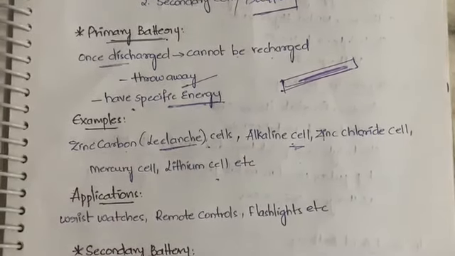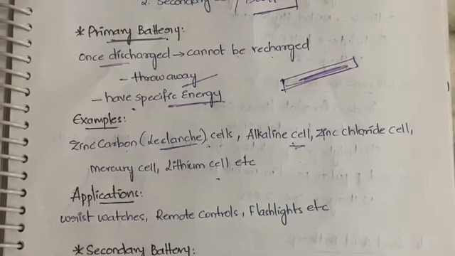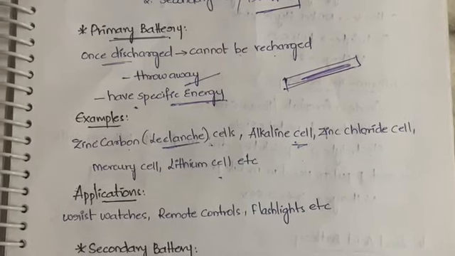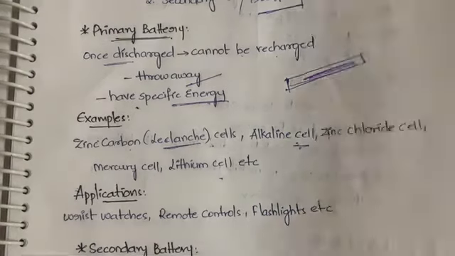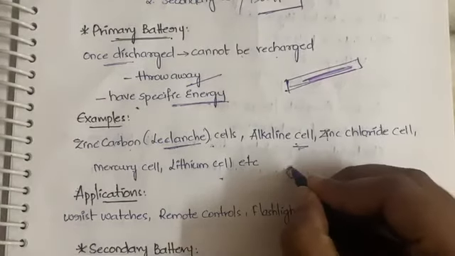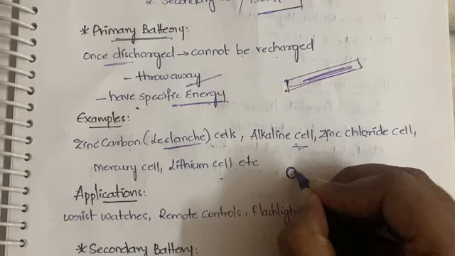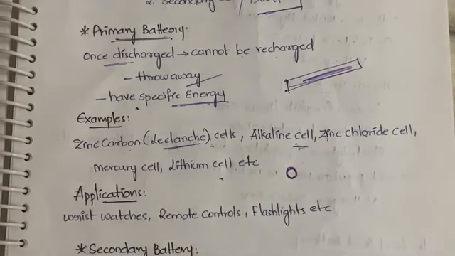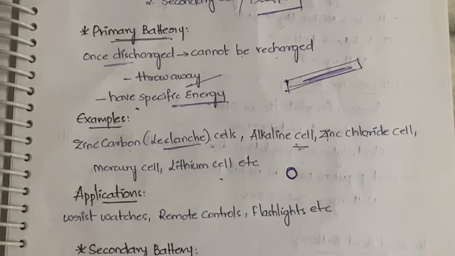Now coming to the applications. Where will you be using these primary batteries? You will be using them in wristwatches. In wristwatches we have a circular shape, silver color battery. Once it is finished, you need to throw it away. Next is in remote controls, flashlights, etc.